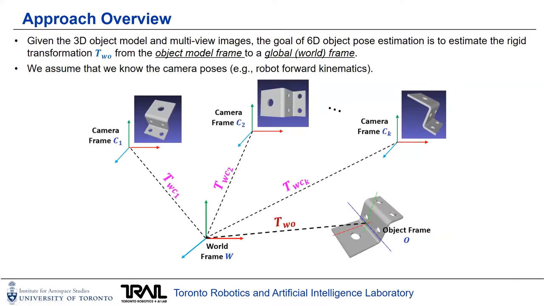Given this, to formulate the problem: given the 3D object model and the multi-view images, our goal is to estimate the rigid transformation from the object model frame to the world frame.